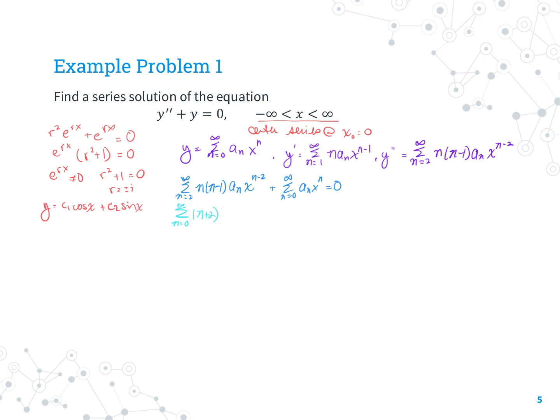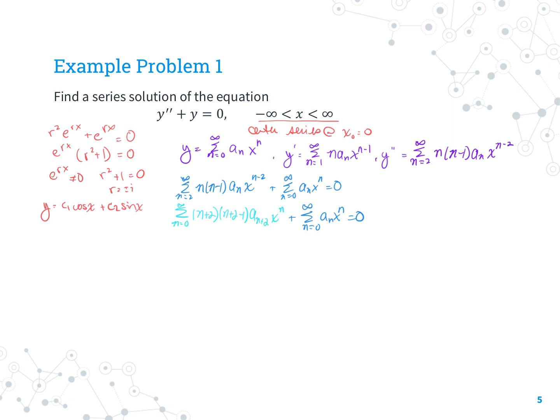And now we'll have n plus 2 minus 1, a sub n plus 2, x to the n plus 2 minus 2 is just n, which is exactly what we wanted. And then we'll add to it the sum from n equals 0 to infinity of a sub n x to the n, because that one already has x to the n power.